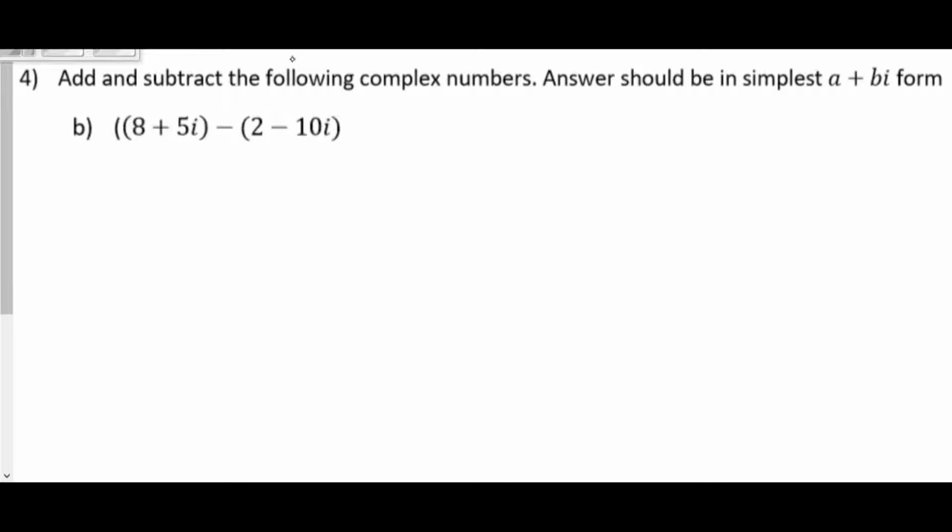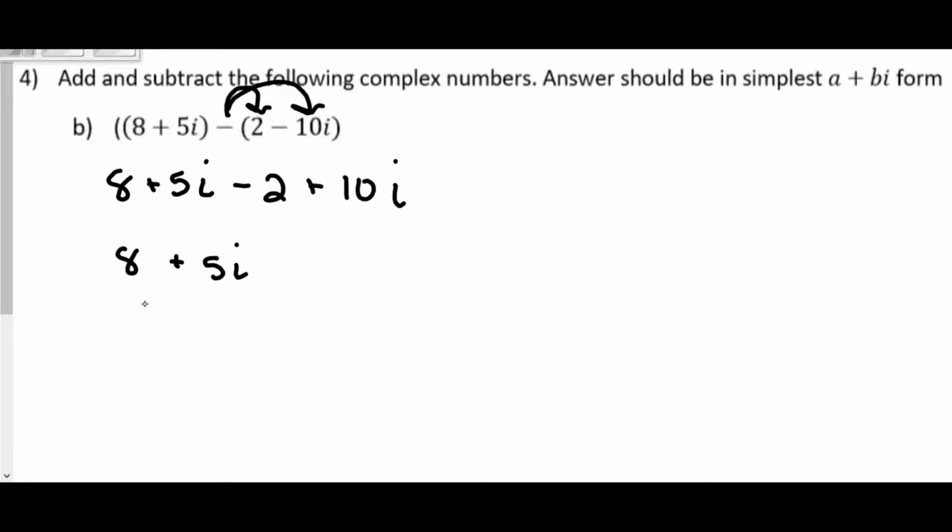So my negative is going to get distributed to my 2, and then to my negative 10i. So we would have 8 plus 5i minus 2 plus 10i. And now we can set up our column method. We have 8 plus 5i minus 2 plus 10i. And then we just combine, just like we would if this was 8 plus 5x and negative 2 plus 10x. We treat them like x's.